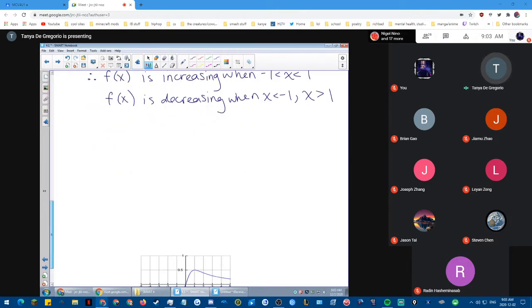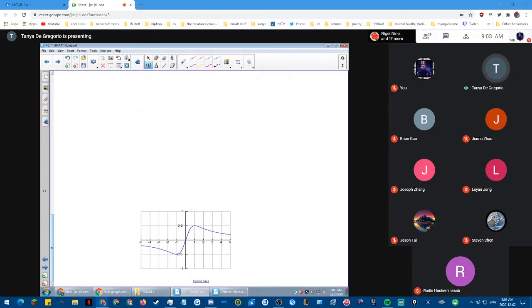And to look at this function, just to get an idea of what it looks like, there it is. And you can see that it's decreasing up to -1. You have a critical point there at -1.5. Then it's increasing up to 1. You've got a critical point there at 1.5. And then it's decreasing again. Okay? So in this case, these critical points were in fact the maximum and minimum. But that's not always the case.